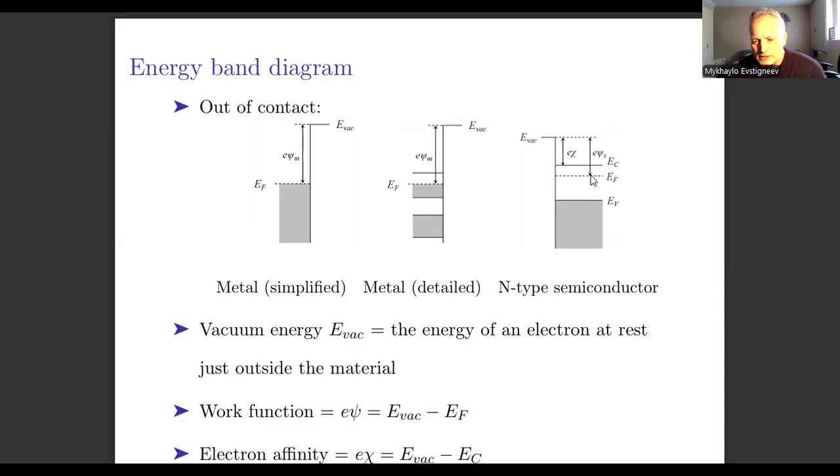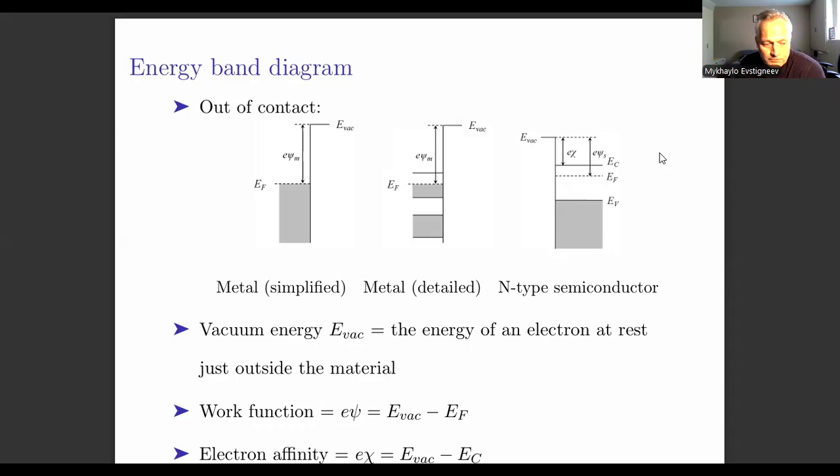Again, the work function of the semiconductor is denoted as E psi sub s, and it is defined as the energy difference between the vacuum energy, that is the energy of an electron just outside of the material, and the Fermi energy. So that's the definition of the work function of the semiconductor. The work function of a metal is fixed because the Fermi energy of the metal is fixed.